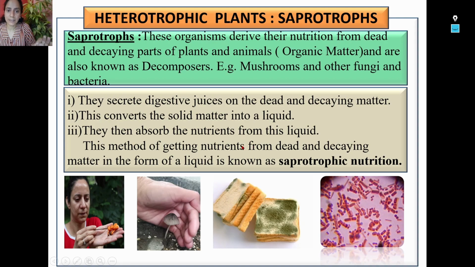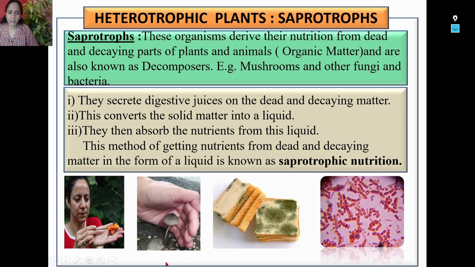So here in this slide, what you have explored is that saprotrophs are those organisms which obtain their food from dead decaying organic matter. For that, they are pouring their juices into the dead decaying organic matter. That juice is in the form of enzymes. They are breaking or degrading that material and converting it into liquid form. Those liquid nutrients are absorbed by this fungus with the help of its filament-like structures.